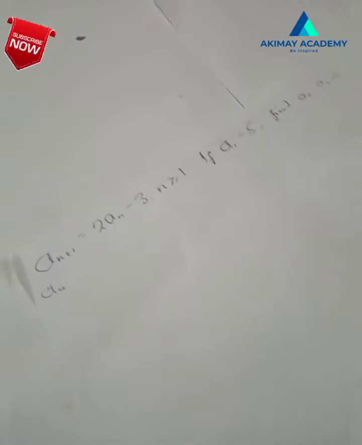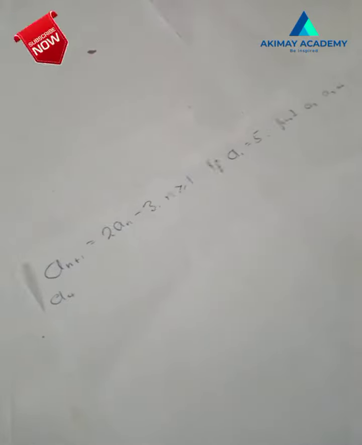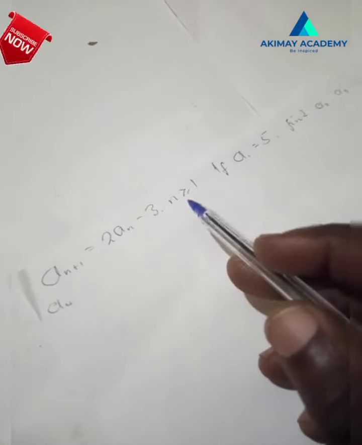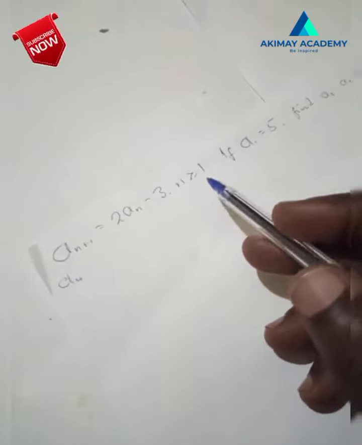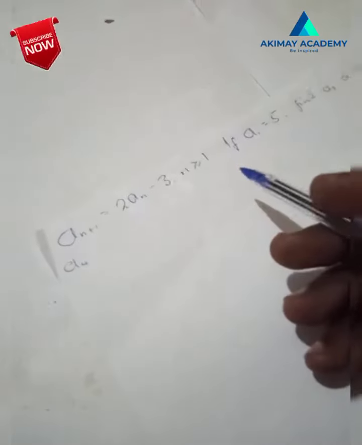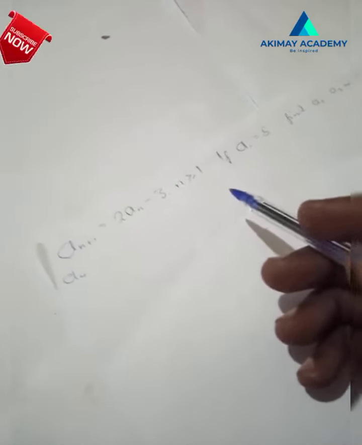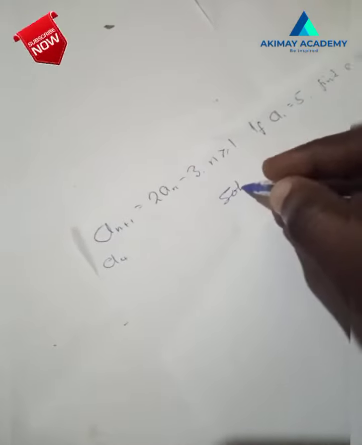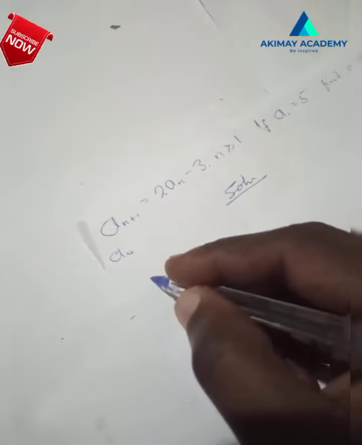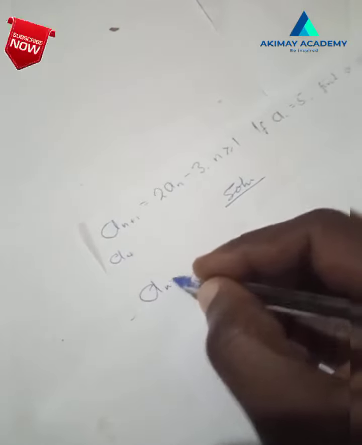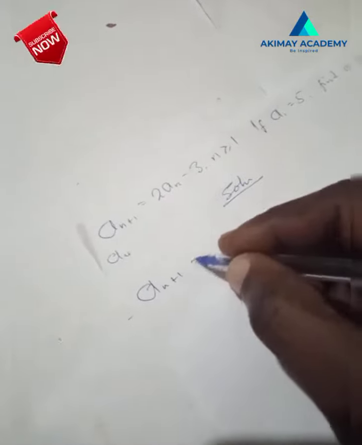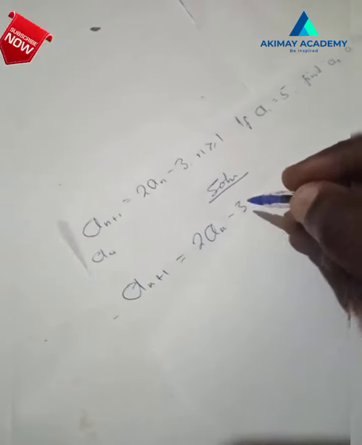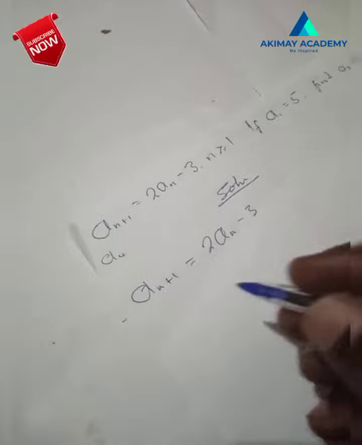Good. So in this case, we use this expression to find the values. They said n is greater than or equal to 1, meaning that n can be 1. Therefore, let's take the first case. Let's say we have a subscript n plus 1 equals a subscript n minus 3. That is the expression.